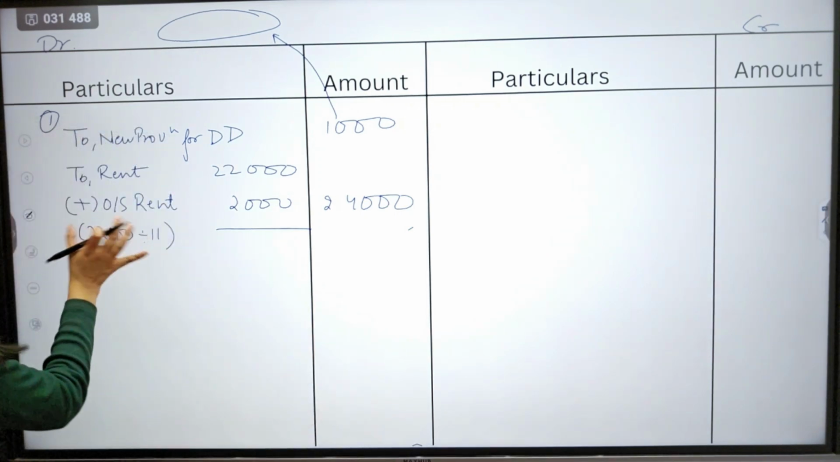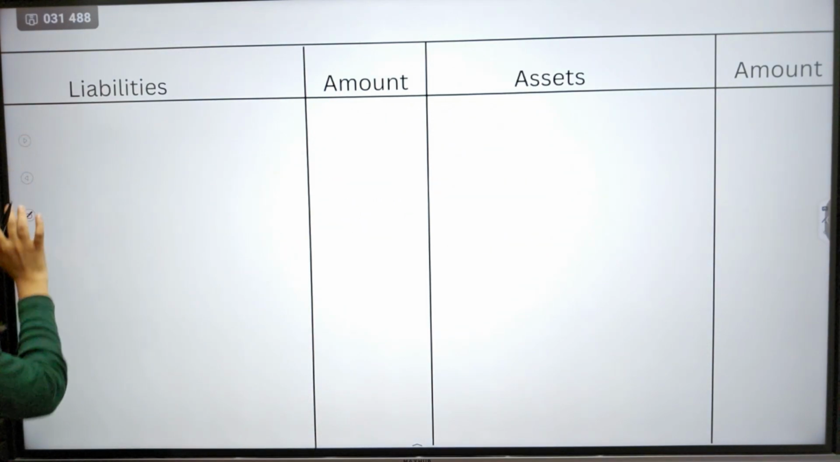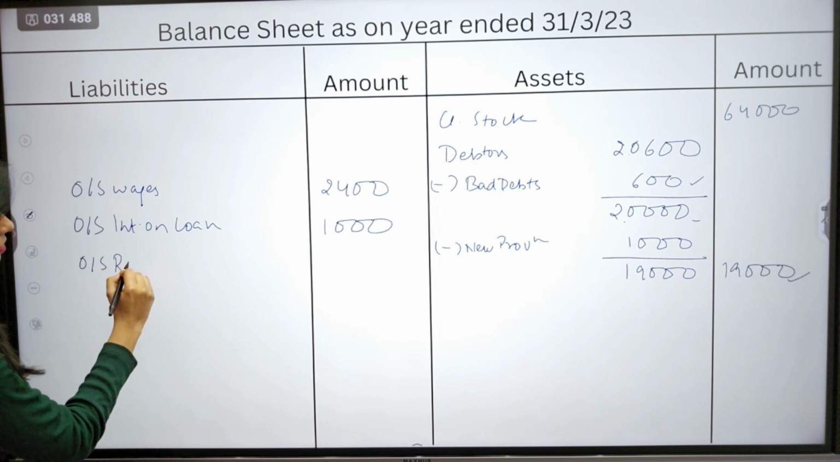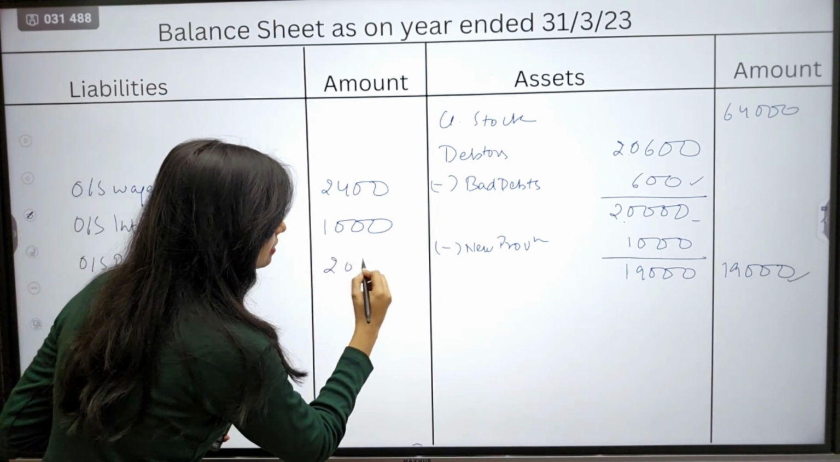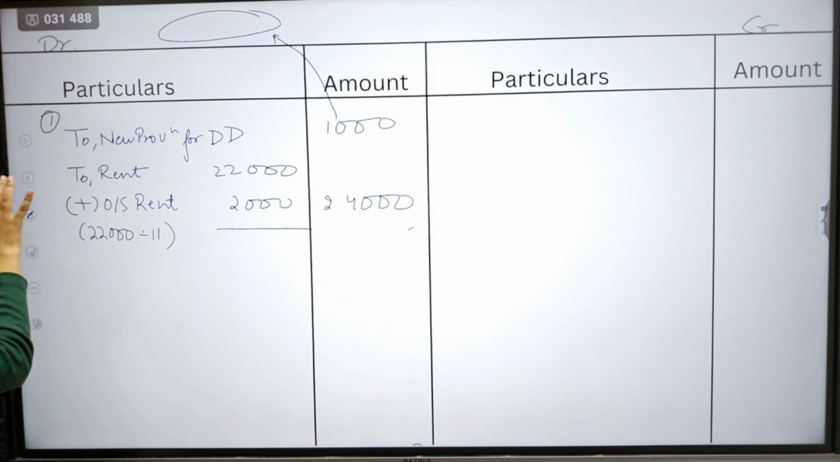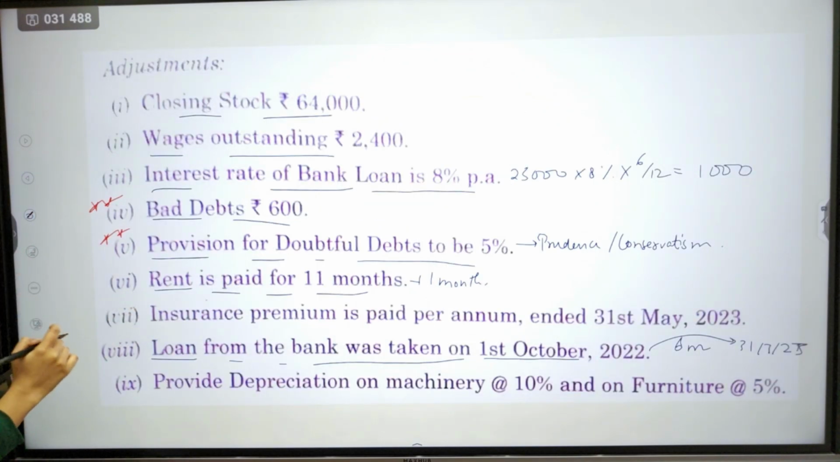Second place that we are going to take it in is the balance sheet: outstanding rent of 2,000 will be shown as liability because I have to pay it in future. I have only paid for 11 months as of now.